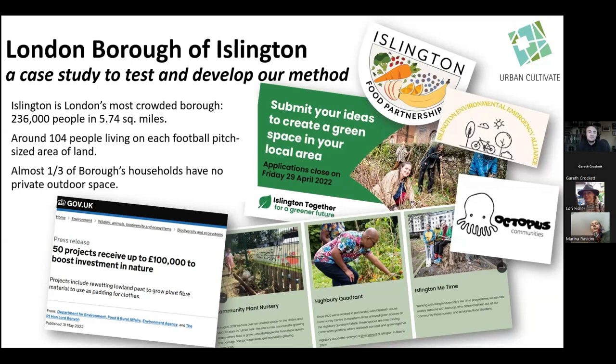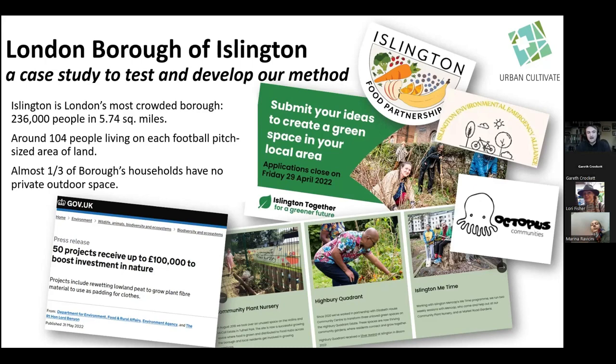I don't know if you know, but Islington is actually the capital's most crowded borough. For those of you who are still tuned into the football and can picture it, it's approximately 104 people living on a football pitch-sized area of land. It's a very dense borough. Almost a third of the households in the London Borough of Islington have no private outdoor space, which means their access to areas to grow their fruit and vegetables is very limited. But there is a significant amount of what we might call vacant or underutilized space. And I'll show you that in a moment.